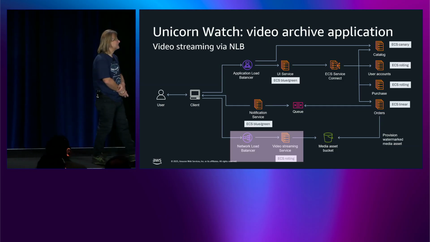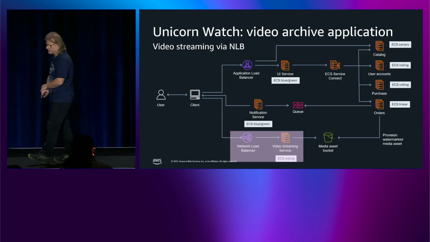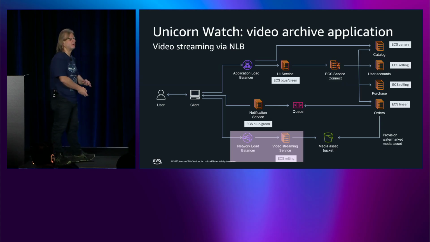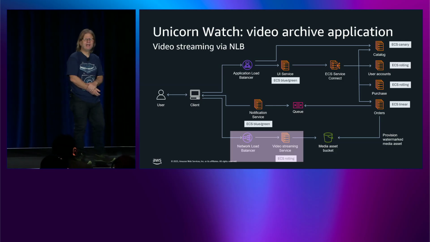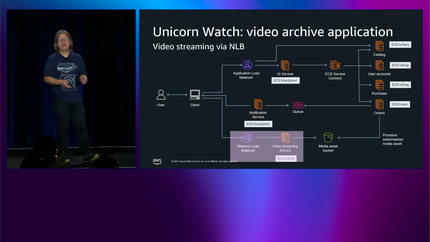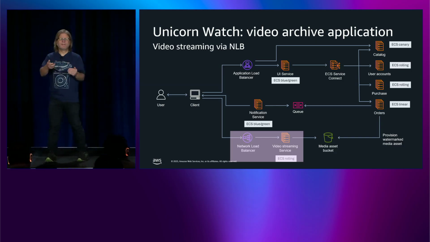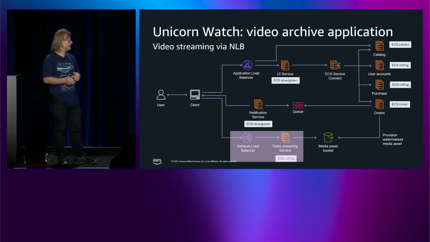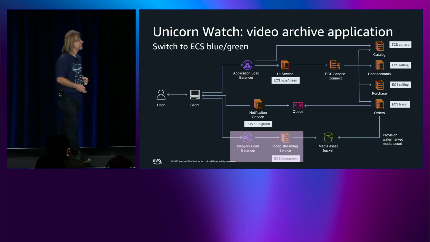The last bit was the video streaming service itself. And here they wanted the ability to deploy new versions of their proprietary streaming protocol with a lot of new security features. And they needed to do it in such a way that they flipped completely from one version to another, because they couldn't guarantee compatibility between the new version and the old version. So they wanted blue-green on the video streaming service.